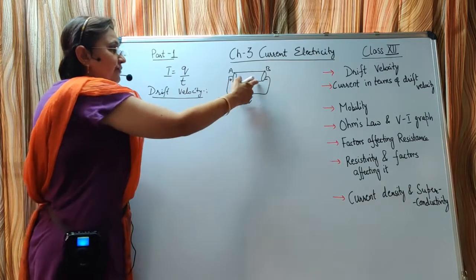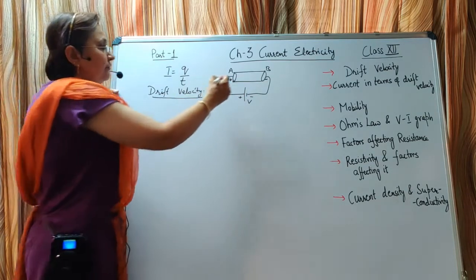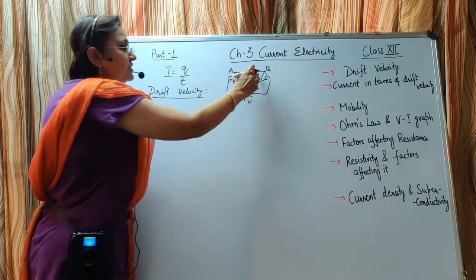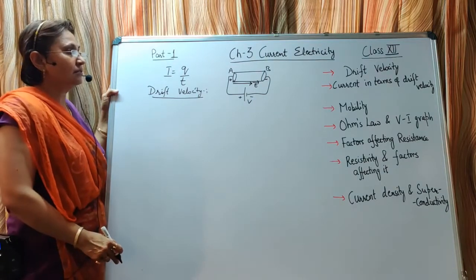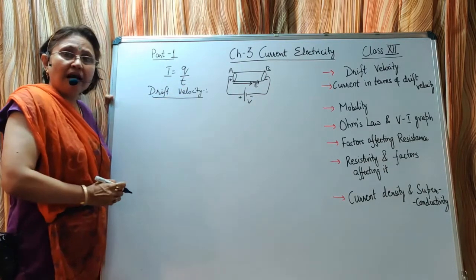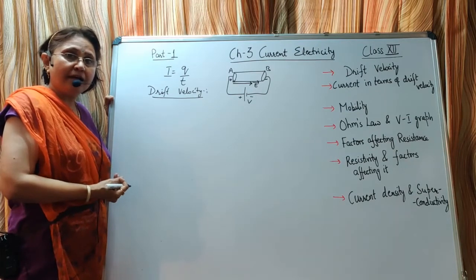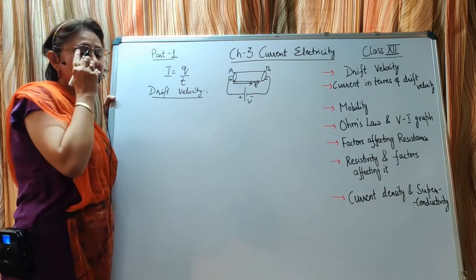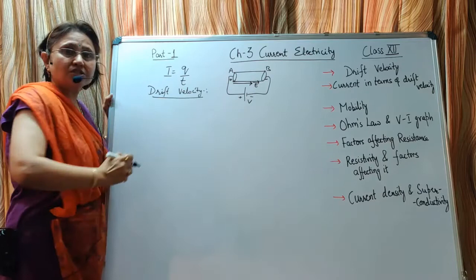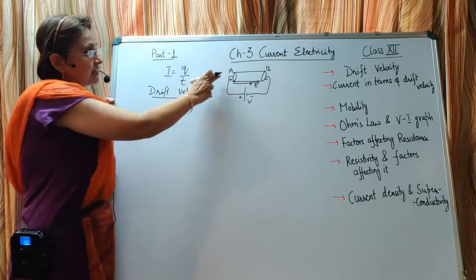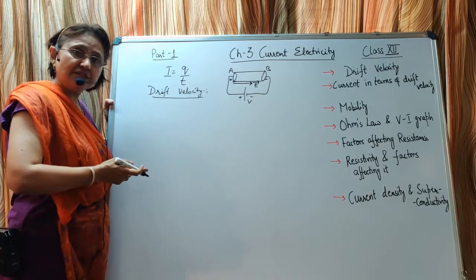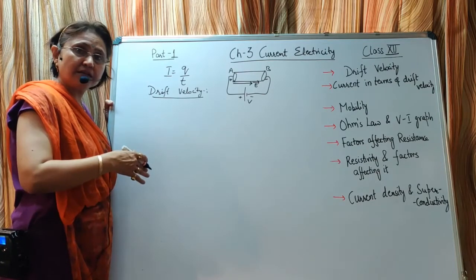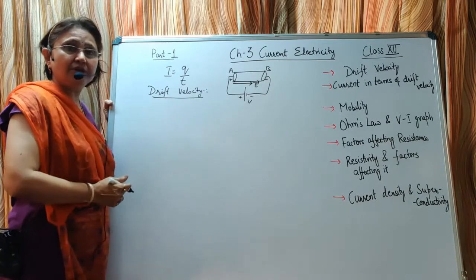So an electric field is set up in the conductor which is from positive to the negative charge. This is the direction of the electric field which is set up along the length of the conductor. As we know that it's a conductor, it has mobile electrons, free electrons. When the electric field is set up, these electrons will accelerate towards the positive end of the conductor. While accelerating, they will collide with the other ions and with the walls of the conductor, so their velocity reduces. Again they accelerate, again they collide and their velocity decreases.